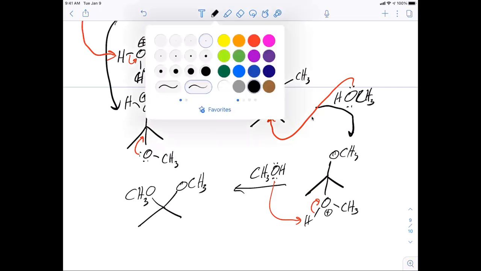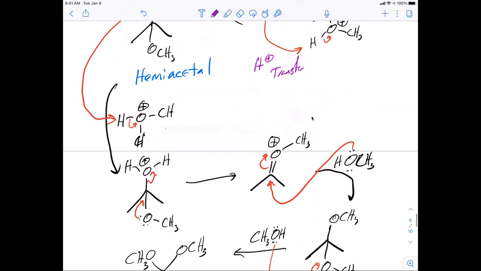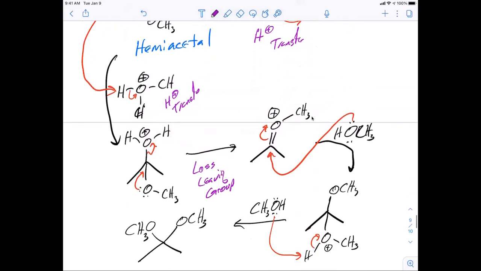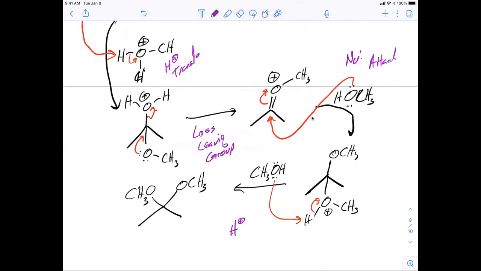And if we put in our groups, right, this is going to be a proton transfer. Right, this is a loss of leaving group. We're losing the water. Here we get nucleophilic attack. Right, and then a proton transfer. Questions about this mechanism?